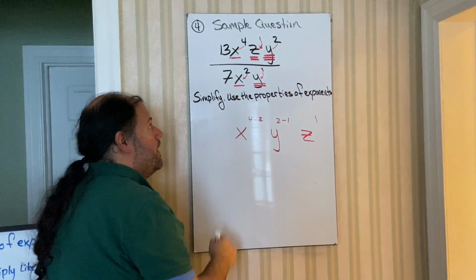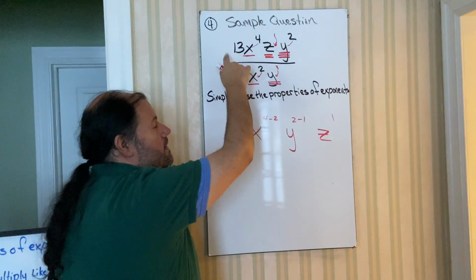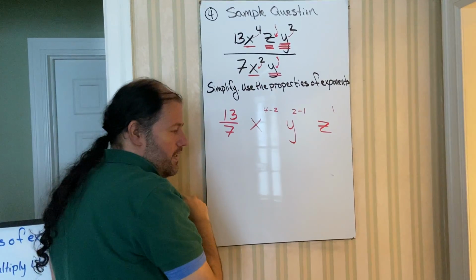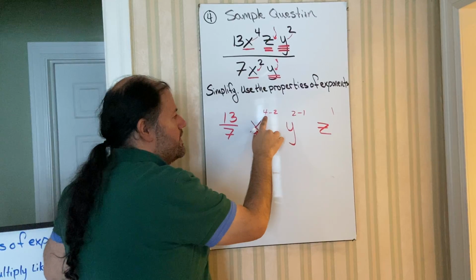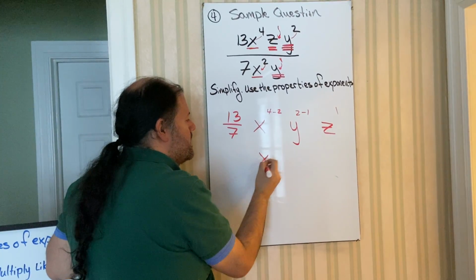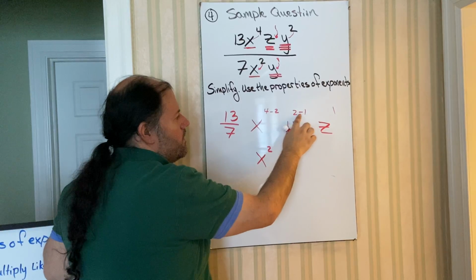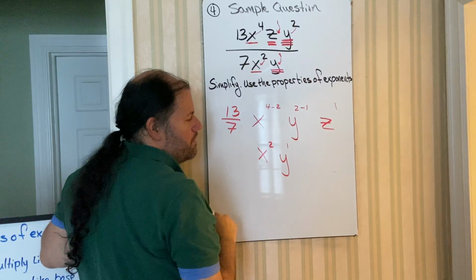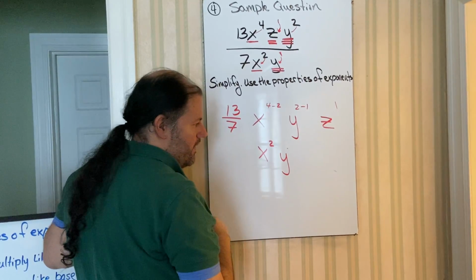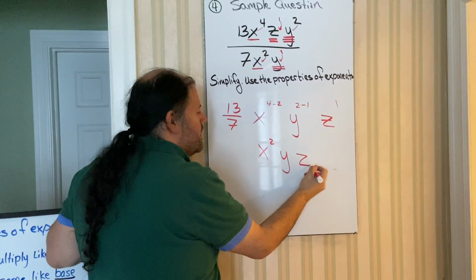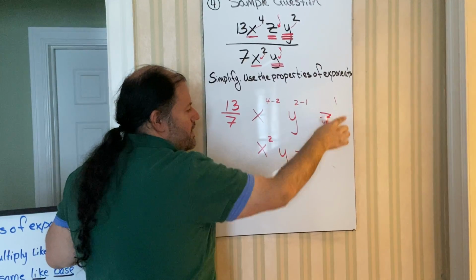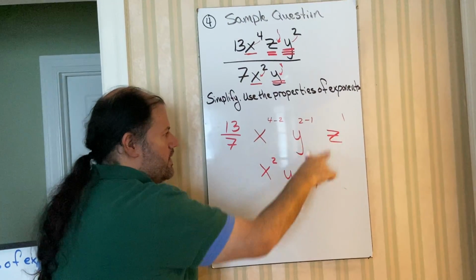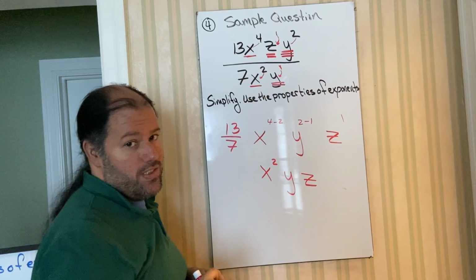Okay. Now what do I do with these? We're going to leave them alone and keep it as 13 over 7 for right now. Okay. So when I do this, subtract, and I get x to the second. 2 minus 1, I get y to the first. Do I need to put that 1 there? No, you don't have to. And then z, there's no subtraction. Do I need this 1? No. Now that I did my subtraction, what we can do is reduce this fraction.